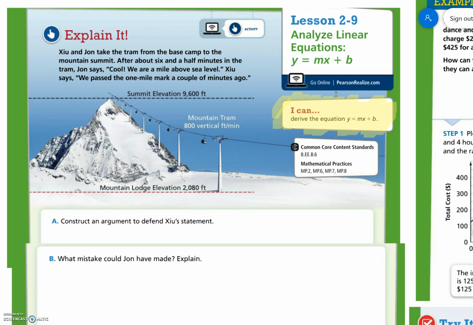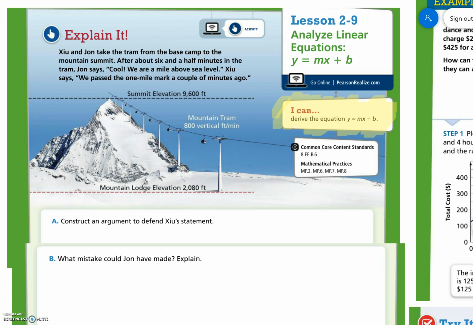Zhu and John take the tram from the base camp to the mountain summit. After about 6.5 minutes in the tram, John says, cool, we are a mile above sea level. Zhu says, we passed the 1 mile mark a couple minutes ago. All right, let's talk about what's actually happening here.